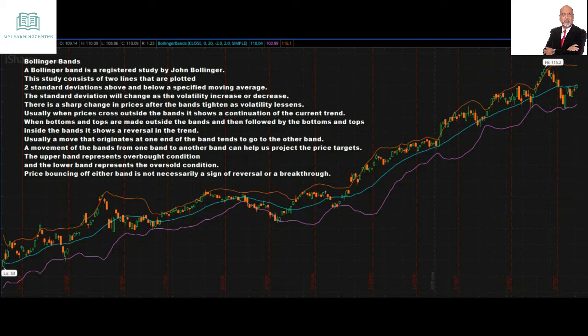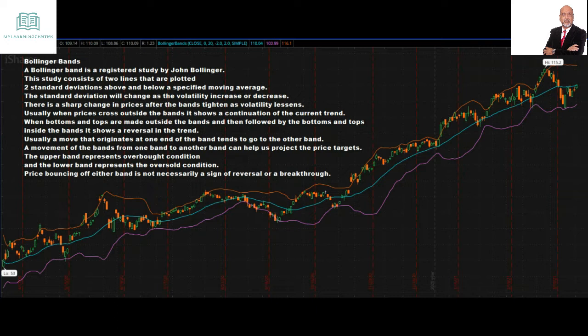The standard deviation will change as the volatility increases or decreases. There is a sharp change in prices after the bands tighten as volatility lessens. Usually, when the prices cross outside the bands, it shows a continuation of the current trend.